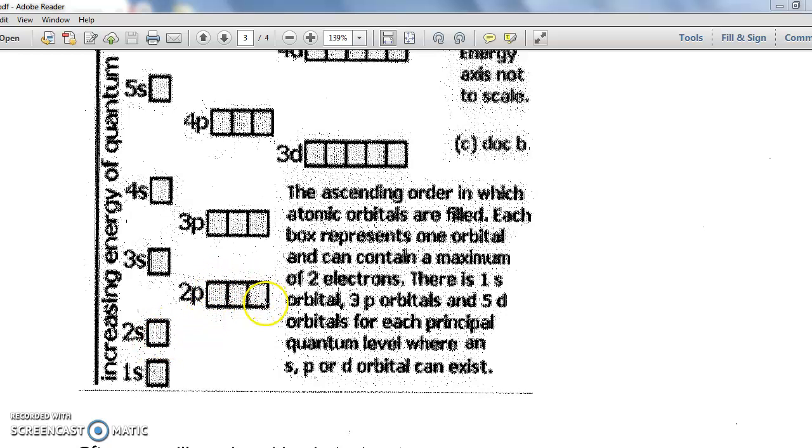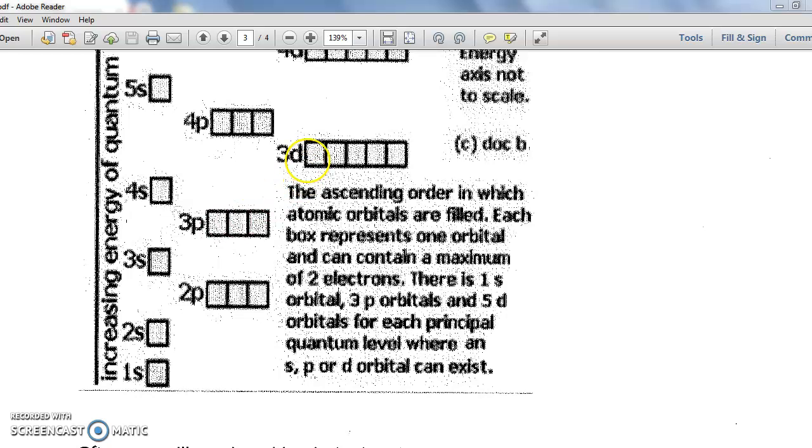Then the 2p. The 2p has 3 orbitals. The p has 3 orbitals. There's the 2p sublevel. So this is the p sublevel, made up of 3 orbitals. This is the 2s sublevel, made up of 1 orbital. So the 1s is filled first, then the 2s, then the 2p, then the 3s would get filled next. When this one has 2 electrons, then they would go on and fill the 3p.